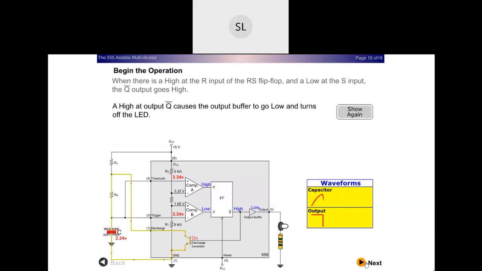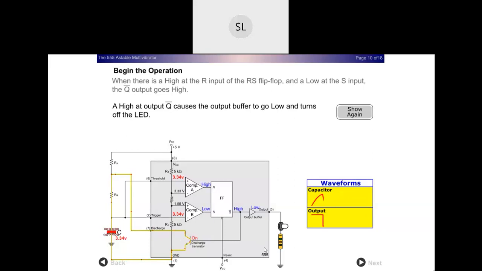See, the capacitor will start discharging through this resistor RB and this transistor Q, which is there at pin number 7. Once the voltage across the capacitor tries to exceed two-third VCC, that is it tries to go beyond 3.34 volts, then it will start discharging through RB and this transistor Q, which is there inside this 555.